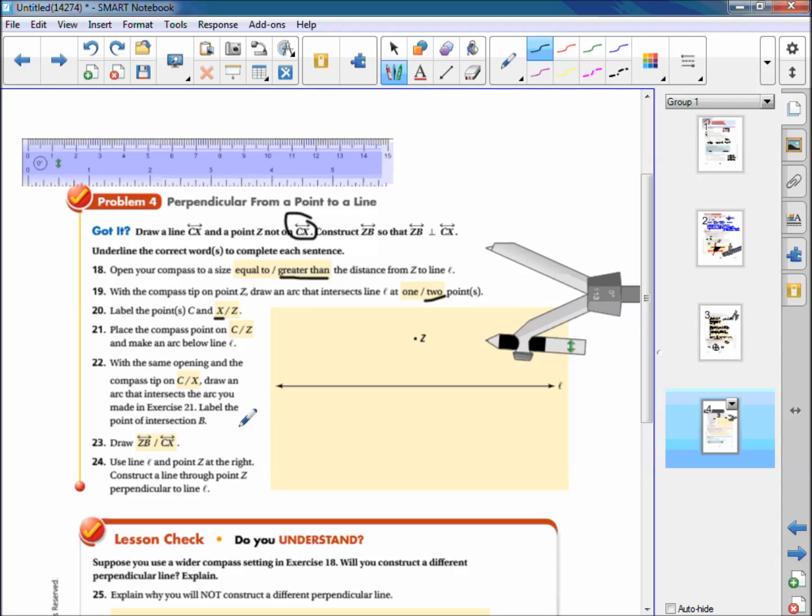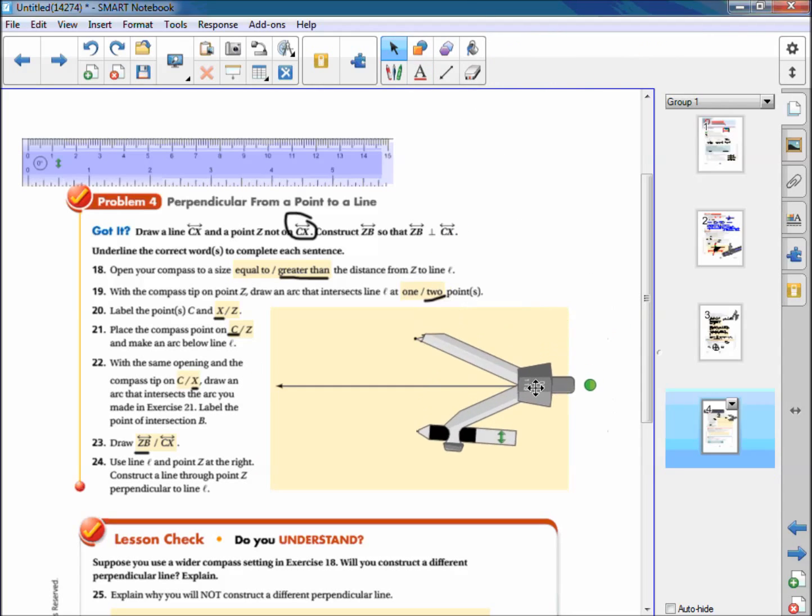And then we're gonna place the compass point on C and make an arc below L. So we're going to put it wherever C is, we're going to make an arc down here. And then with the same opening and the compass tip on X, we're going to draw another arc down here below line L. And where those two intersect, we're going to put B, okay? And then we're going to draw ZB, which will now be perpendicular to the original. So let's take a look at this construction and see how it works.